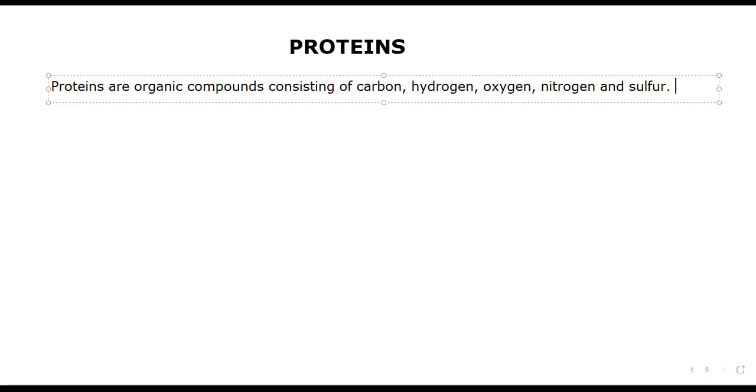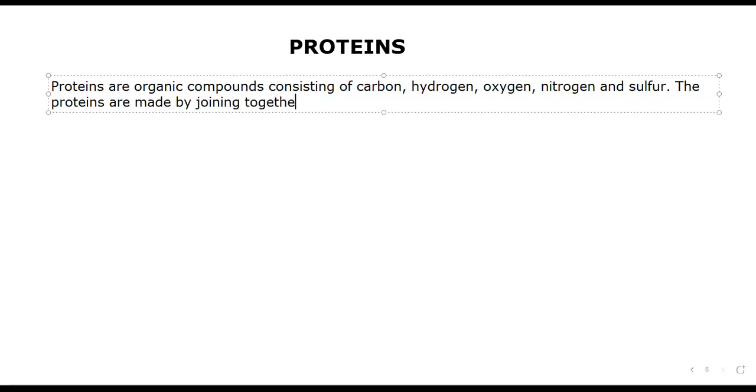Now, just like carbohydrates and lipids, proteins are also polymers. Proteins are made by joining together the monomer known as amino acids. The monomer, the building block of proteins, is the amino acid. So the amino acid is my Lego block, and I can join the amino acids with each other to make my Lego structure, whatever my Lego structure may be.